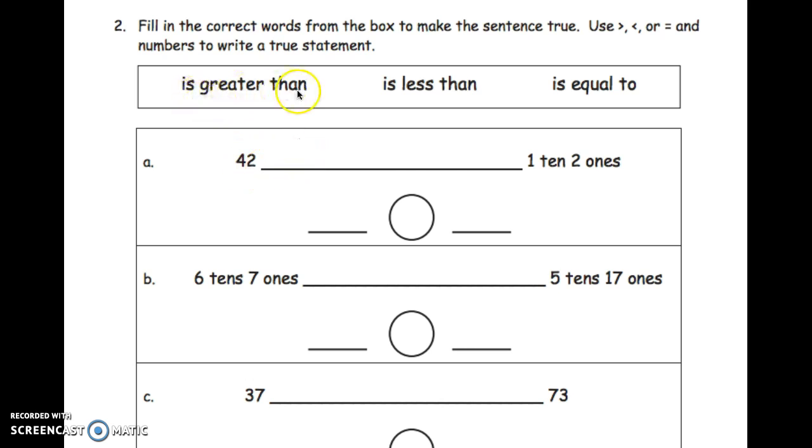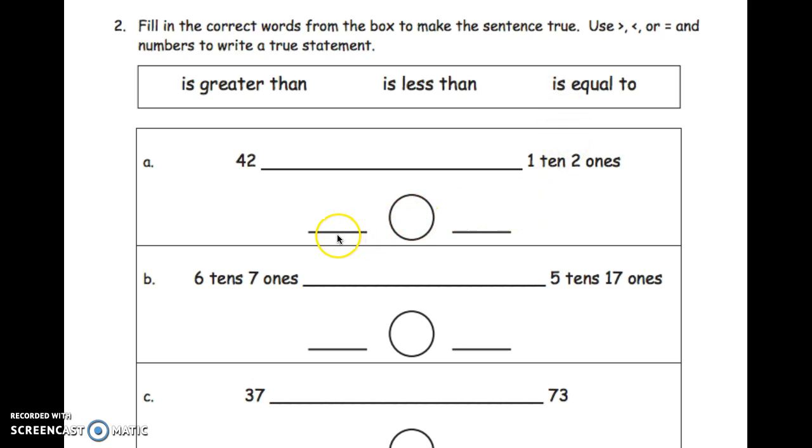42 is greater than 1 ten, 2 ones. 42 is less than 1 ten, 2 ones. Or is 42 equal to 1 ten, 2 ones? So go ahead, pause the video if you need to, and write the words from this box that makes this statement true. Since there is a word box, you should be spelling these words correctly.